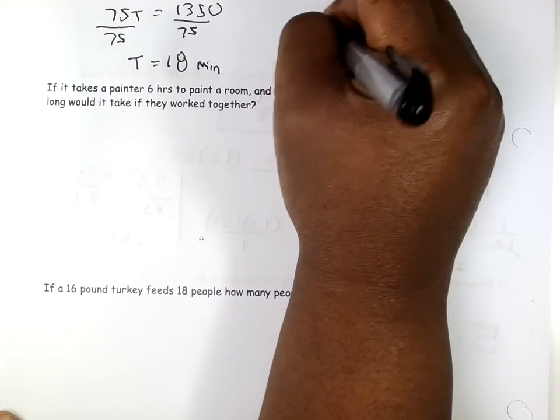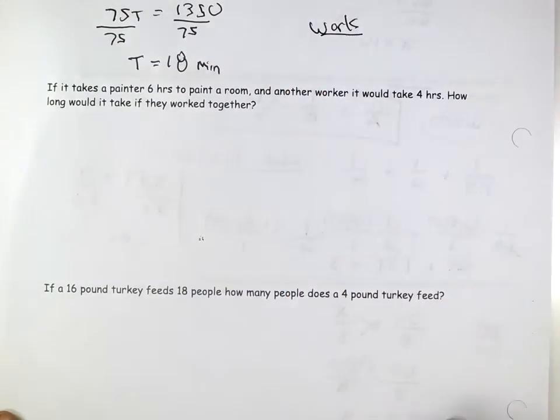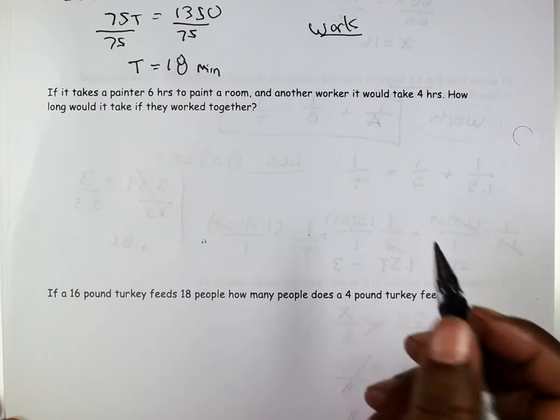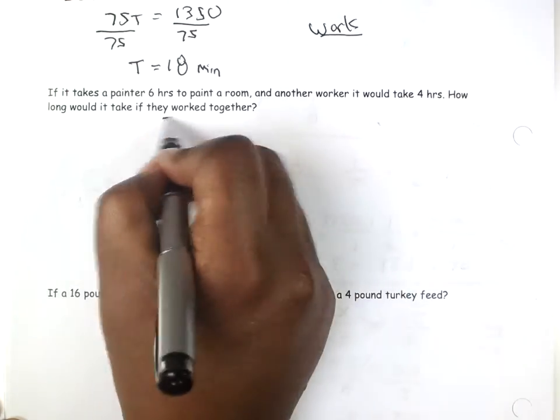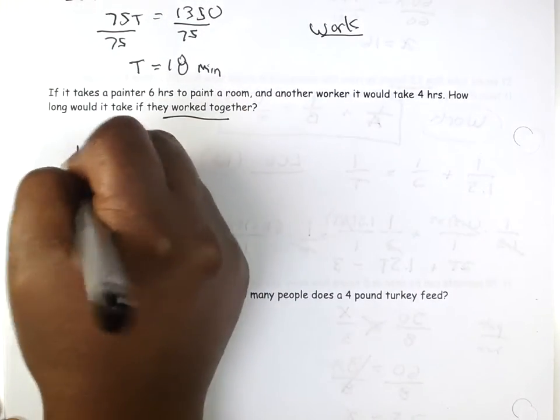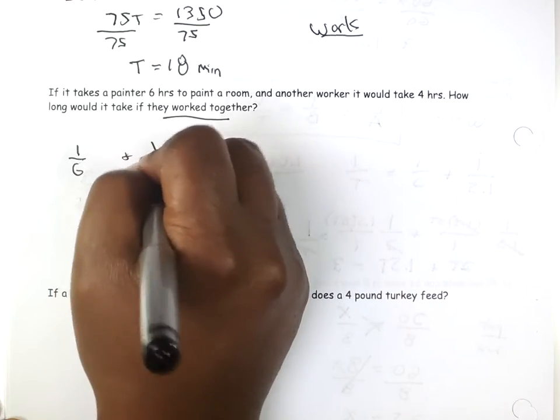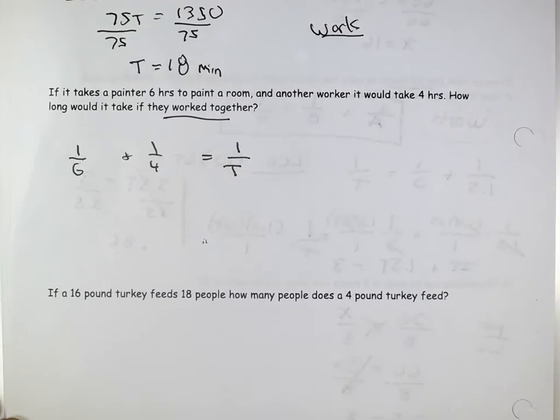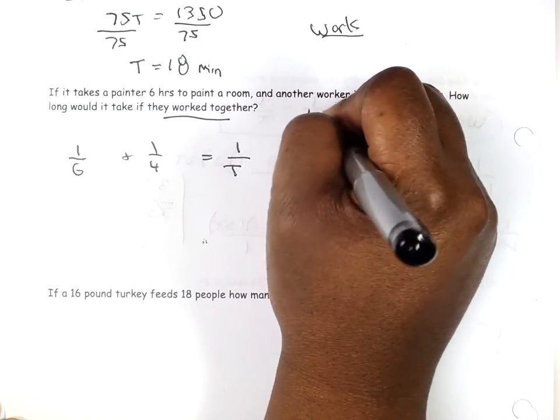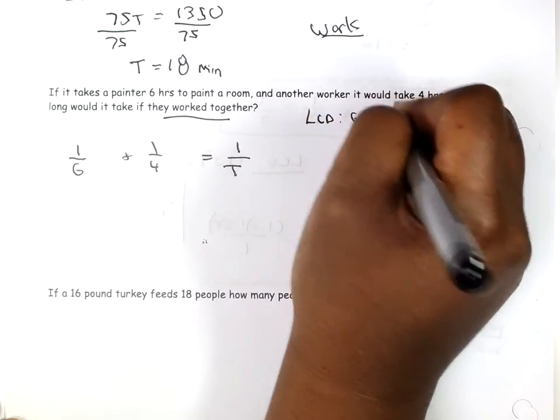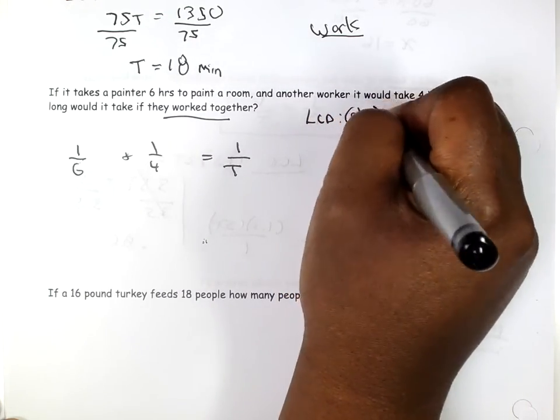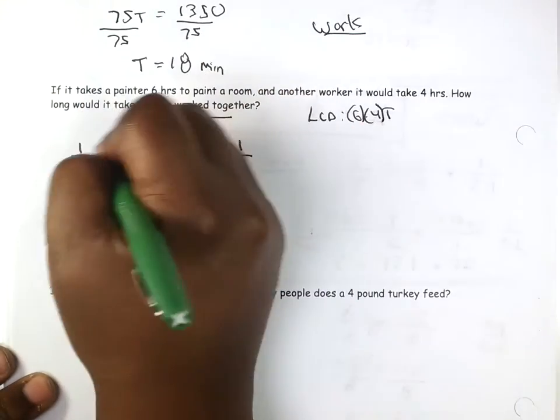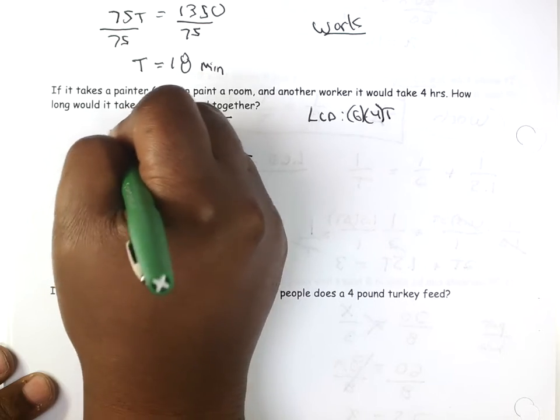So again, this is another work problem. Next, we have, if it takes a painter 6 hours to paint a room and another worker it takes 4 hours, how long if they worked together? So 1 over 6 plus 1 over 4 equals 1 over t. Our LCD is 6 times 4 times t. So that's what I'm going to multiply each term by. 6 times 4 times t.